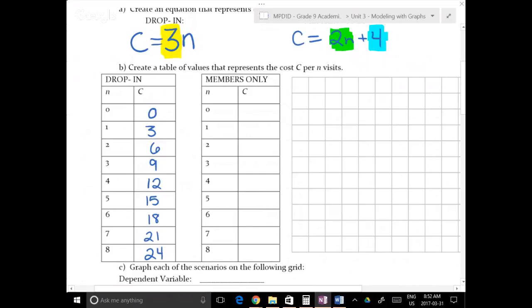So listen, that's a great question. Let's explain what this equation does. It says that the cost is going to be 2 times n, for $2 for every visit you go, and then this 4 that doesn't change. If you go 100 times, you only pay the 4 once. If you go 2 times, you only pay the 4 once, because that 4 doesn't multiply by anything. It's just all by itself.